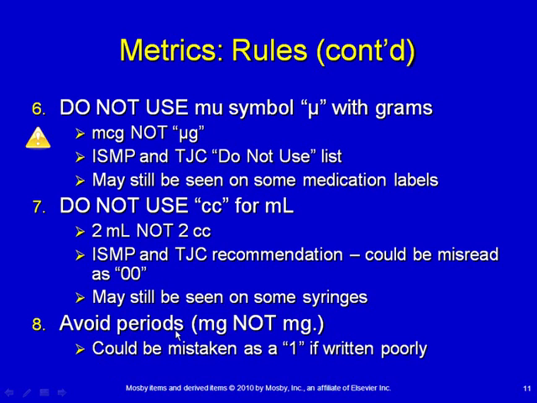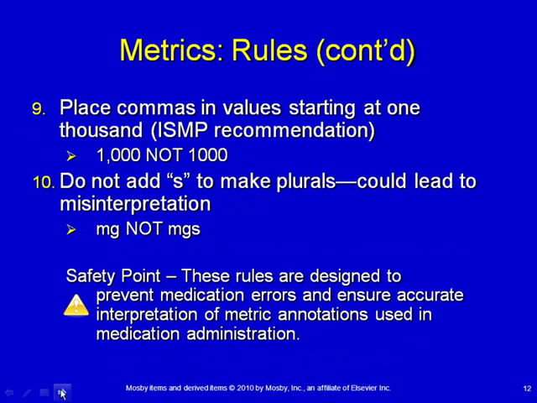Avoid periods after units of measure, so we would write mg, not mg point. It could be mistaken as a 1 if written poorly. Place commas in values starting at 1,000. We would record it where we have 3 numbers and then a comma. If we had another 3 numbers, we'd have a comma. So it's 1,000 with the comma in front of the first 3 digits, not 1000 without a comma.